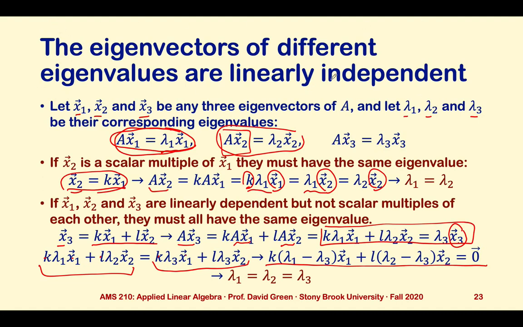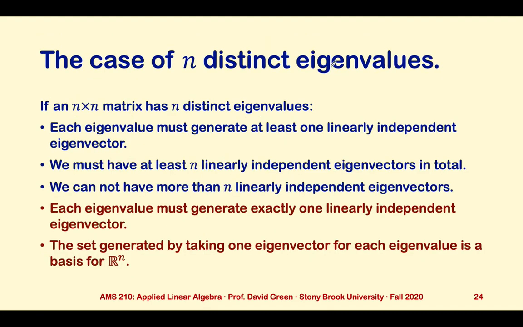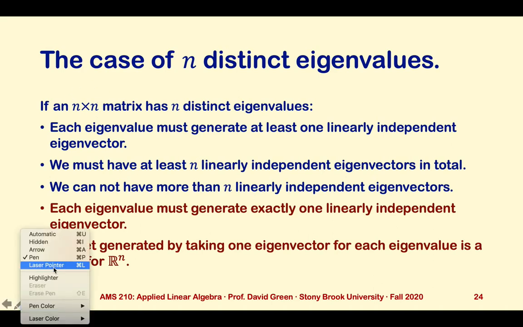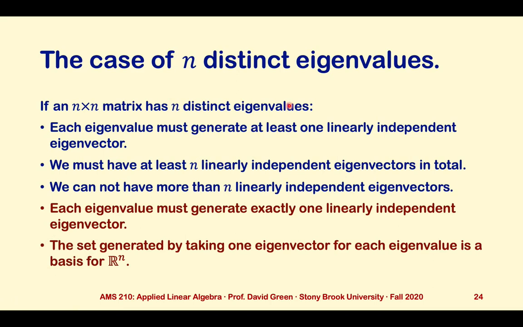However, please try to remember the take-home message that eigenvectors of different eigenvalues are linearly independent. All right. Why is this important? Well, we know that if an n by n matrix has n distinct eigenvalues, the largest number that it can have, each eigenvalue has to generate at least one eigenvector. We know that to be true.